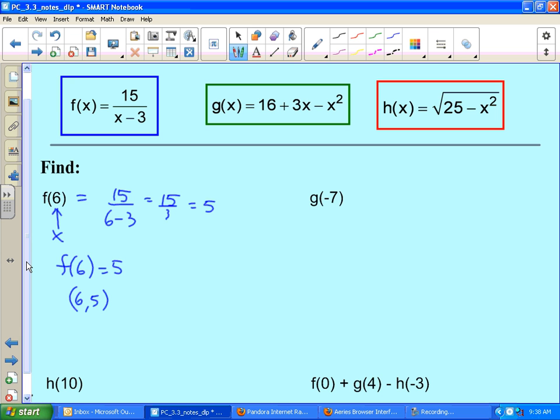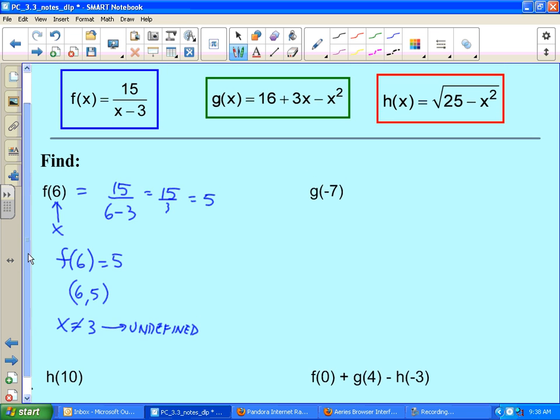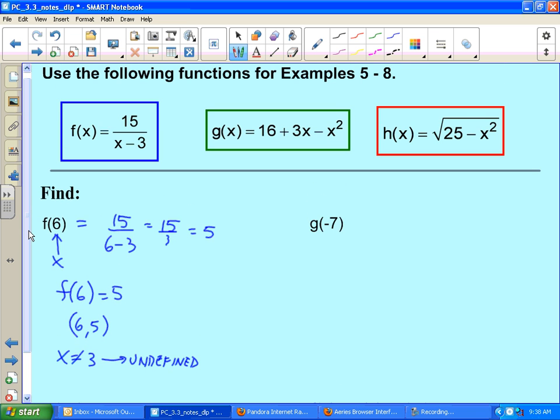It's undefined. If you plug a 3 into this bottom x minus 3 part, you get undefined. So in this equation, x cannot equal 3 because it makes the function undefined. So this is a rational function, and these guys have asymptotes. This one has a vertical asymptote at x equals 3, and it has a horizontal asymptote at y equals 0. So these are the kind of graphs that have those branches.